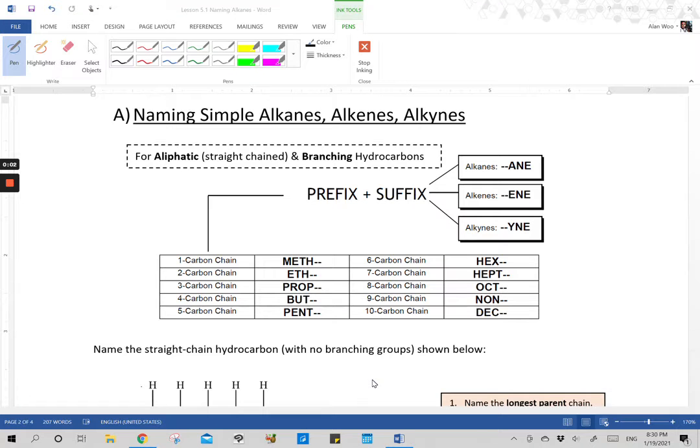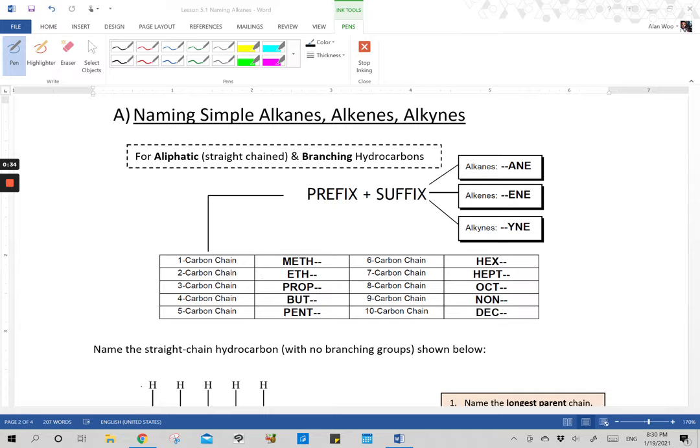Hi there everyone. In this video, we'll start naming simple alkanes, alkenes, and alkynes. There's no need for you to write in this little table here because it is found in one of your resource packages, your notes package, okay? But what I do want to point out is this table gives you a list of what we call prefixes and suffixes for naming hydrocarbons.